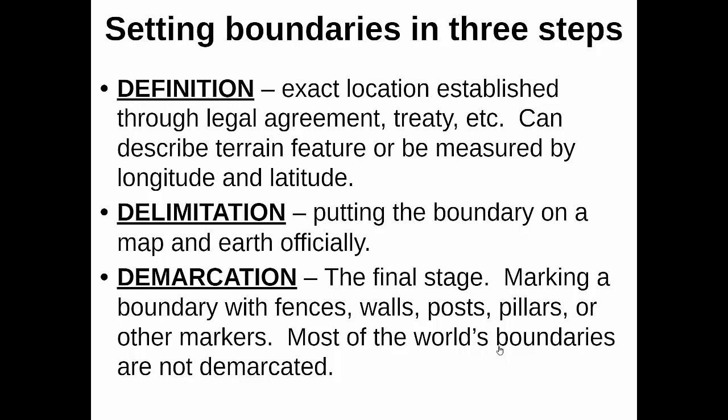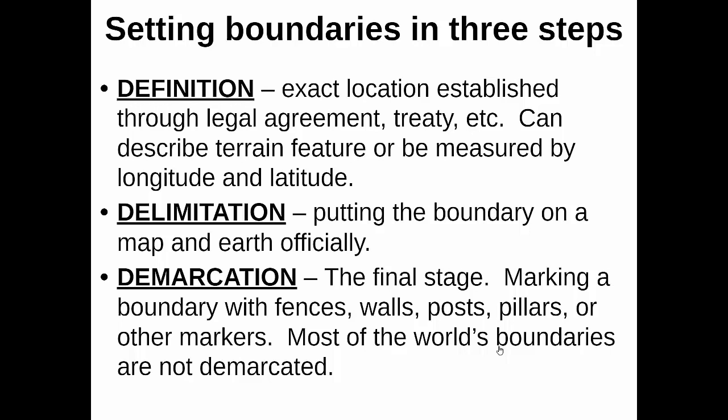Then, delimitation is where, now that you've negotiated through legal agreement the boundary and where it's going to be, you actually delimit it. Now you actually go out and you mark that boundary on Earth's surface, and you make sure that it corresponds to the boundary on the map. All right? Then finally, demarcation is the final stage.